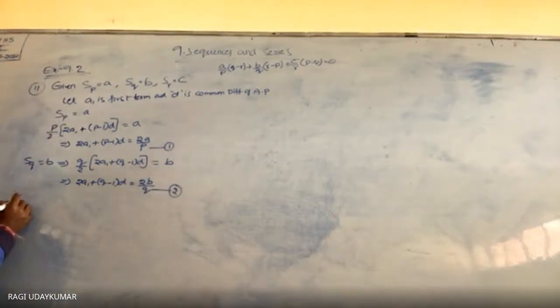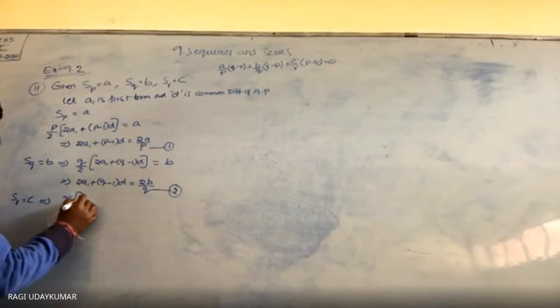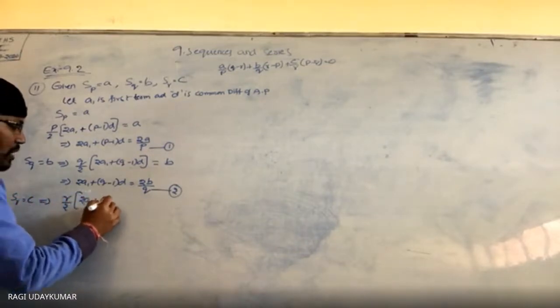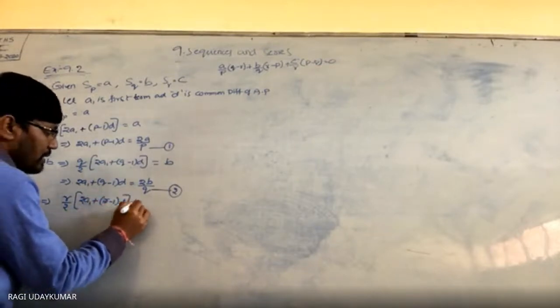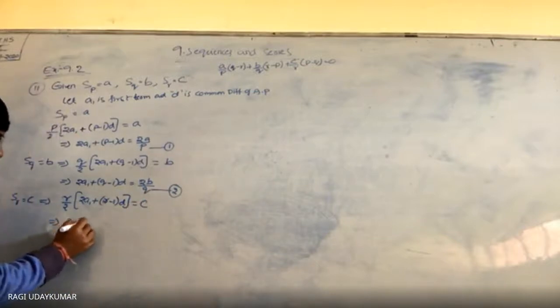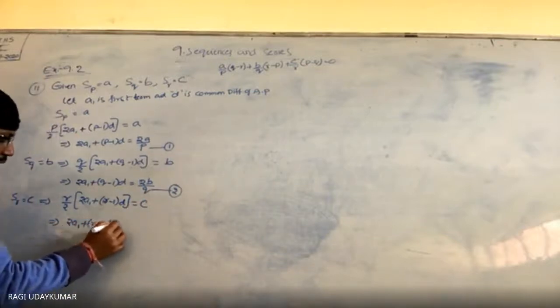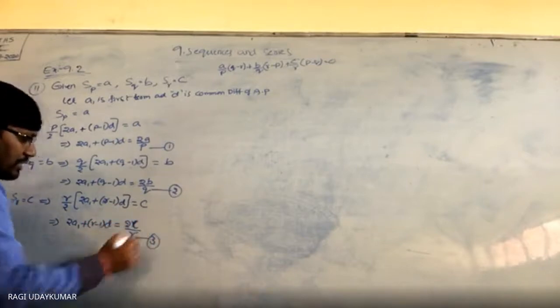Okay, next SR is equal to C. So R by 2 of 2A1 plus R minus 1 into D is equal to C. So from this what you get here? 2A1 plus R minus 1 into D is equal to 2C by R. This is the third equation considered.